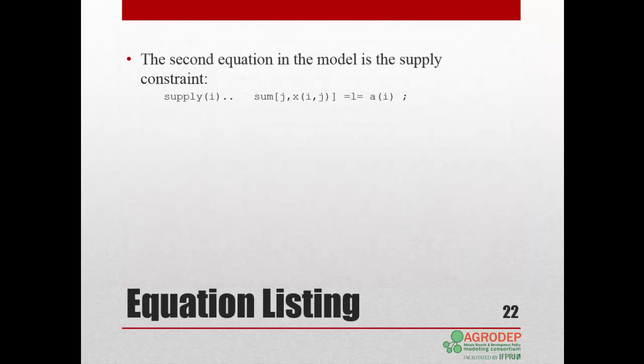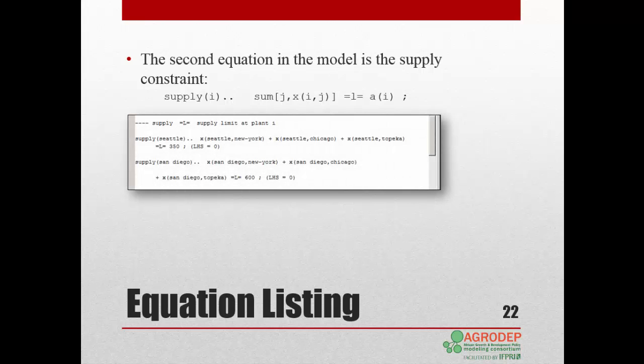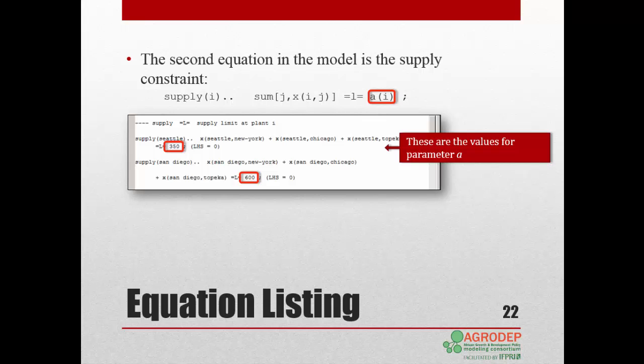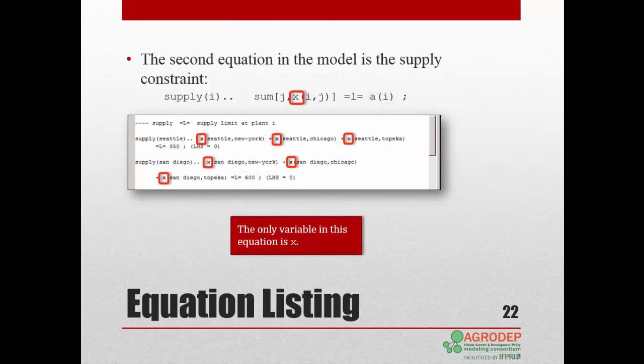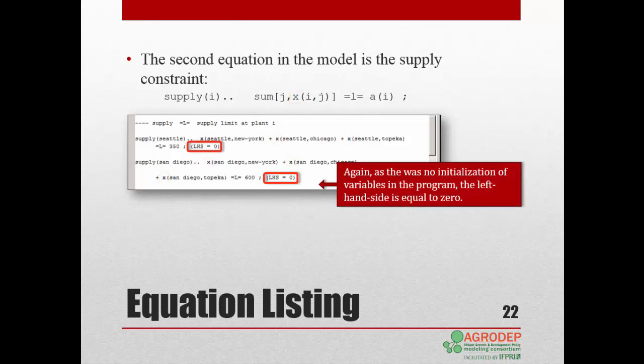The second equation in the model is a supply constraint, and in GAMS is expressed in this way. We have two equations for supply, one for Seattle and one for San Diego. In these equations, the right-hand side takes the value of parameter A, 350 for Seattle and 600 for San Diego. The only variable in the supply equation is x, and it appears on the left-hand side of the equation. Again, since variables were not initialized in the program, the left-hand side is equal to 0.